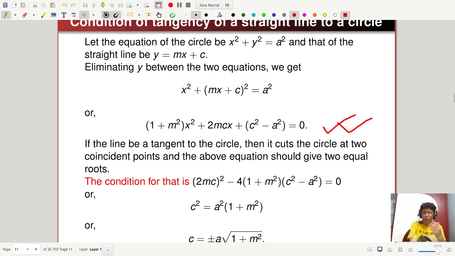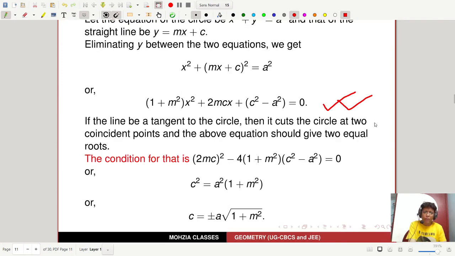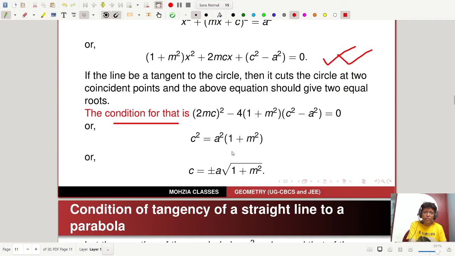So for the circle, for tangent, this equation must have equal roots. So b square equal to 4ac. If you apply b square equal to 4ac, you will get the condition. So this is the condition of tangency for a circle, right?